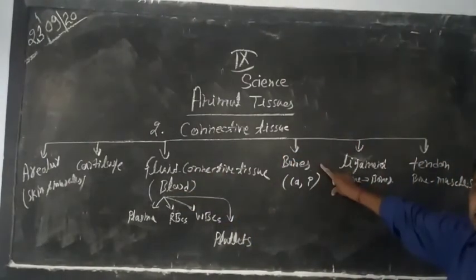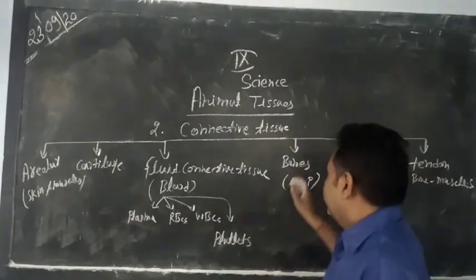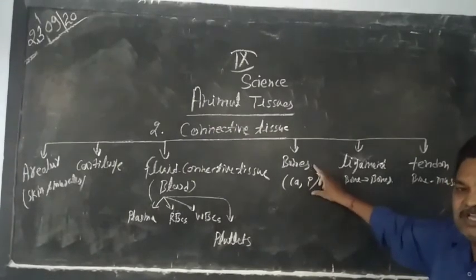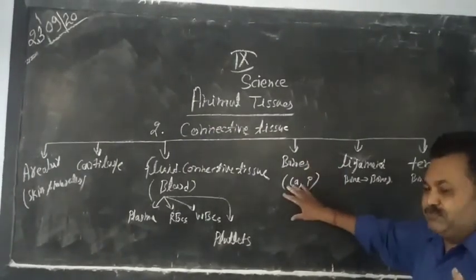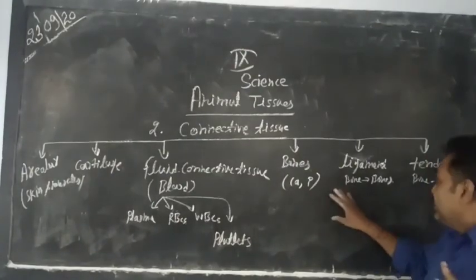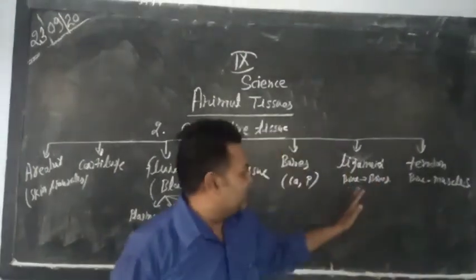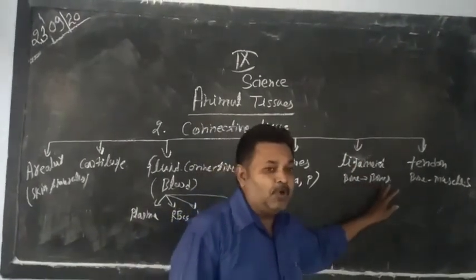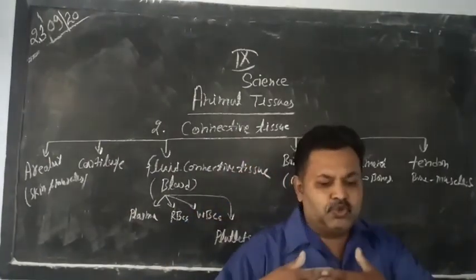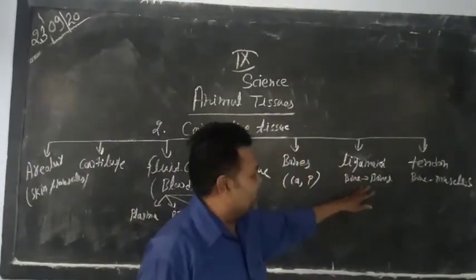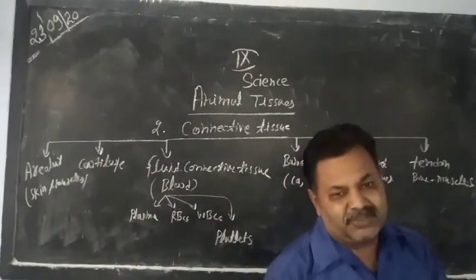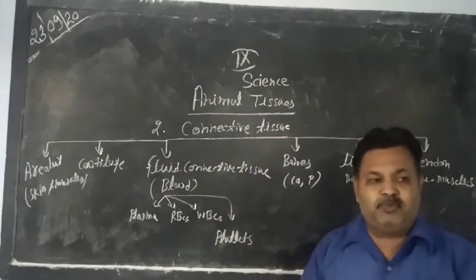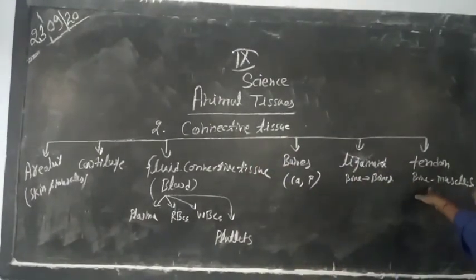Next one is bones. It is the third connective tissue. It is made up of calcium and phosphorus. Next one is ligament. Ligaments are connective tissues which join bones to bones. So the junction between two bones is known as ligament. Tendon is another type of connective tissue which joins bone to muscles. So the junction between bones and muscles is known as tendon.